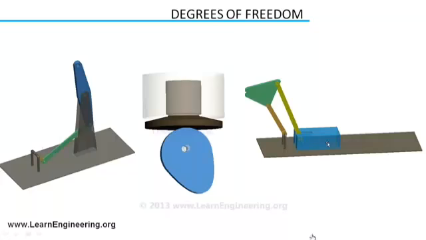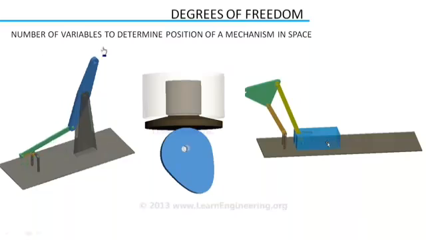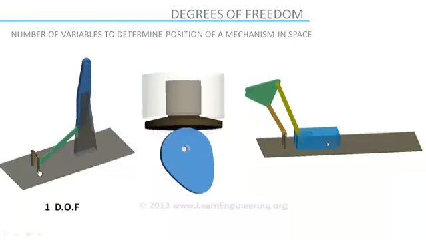Degrees of freedom is one of the most important concepts in kinematics. Which means, how many variables are required to determine position of a mechanism in space. Position of this 4-bar mechanism could be determined just by knowing angle or position of one of the members. So degree of freedom is 1.